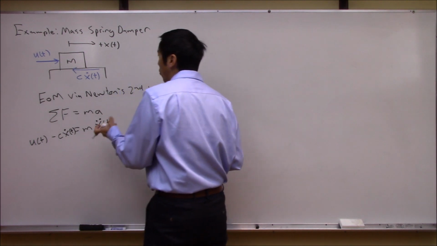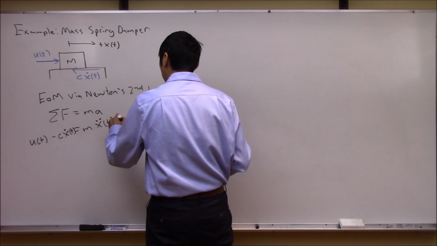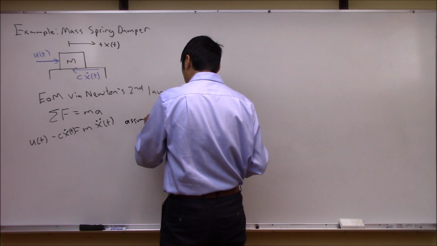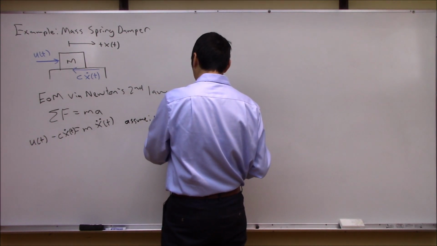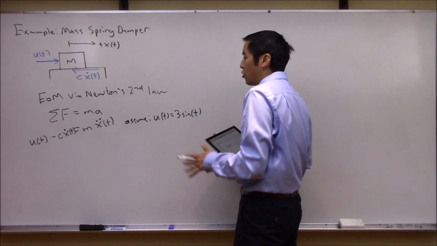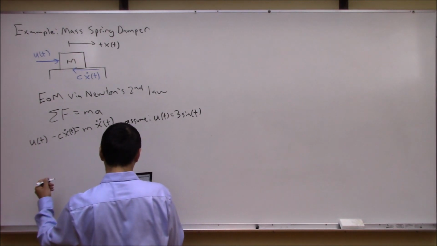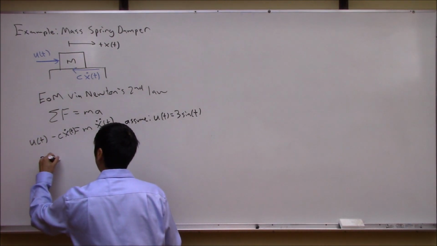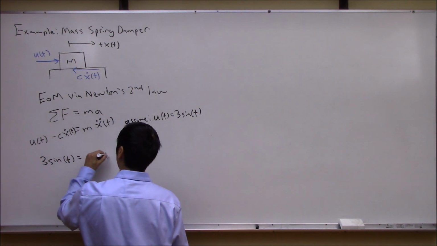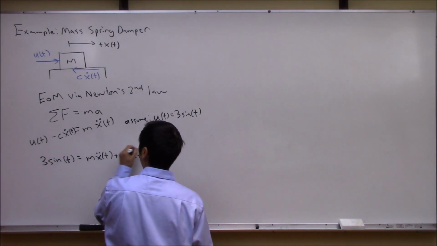Now, let's say that you want to excite this block or apply a force u of t of, let's pick something. How about, excuse me, u of t is, I don't know, let's make something up, 3 sine of t. So you're going to apply a sinusoidal force of magnitude 3 newtons, or whatever the unit is, right? So you could rewrite this entire equation as 3 sine of t equals m x double dot of t plus c x dot of t. Right? So here's your equation of motion.